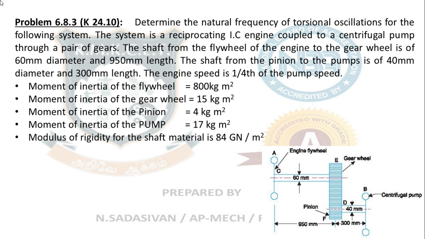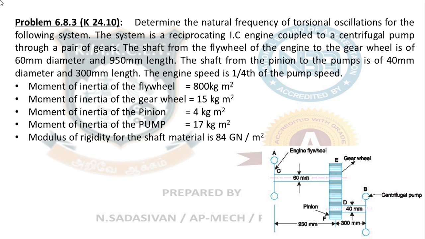So read the question along with the figure. Determine the natural frequency of torsional oscillation for the following system. The system is a reciprocating IC engine coupled to a centrifugal pump through a pair of gears. Okay, so you have an engine on the left. The engine flywheel is your rotor A. Don't worry about the reciprocating masses. You have only the flywheel A.